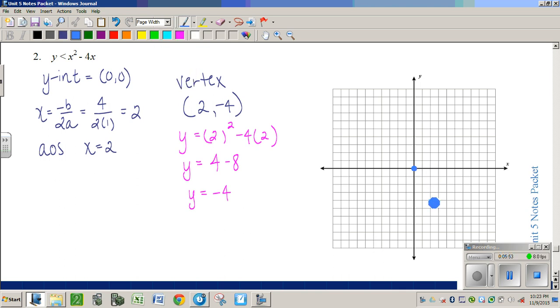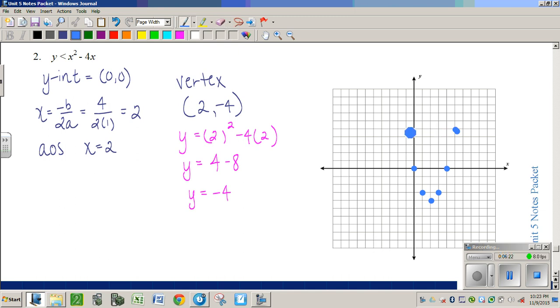Now remember, if your a value is 1 or negative 1, once you find your vertex, you can just follow your pattern. So over 1, up 1, over 2, up 4. Hey, look, there's my y-intercept. We already plotted that. I've got crazy points going everywhere. Let's get rid of that one there. Okay, and then let's go up to 9. So there'll be 5, 6, 7, 8, 9. And, oh my goodness, my pen has a mind of its own tonight.